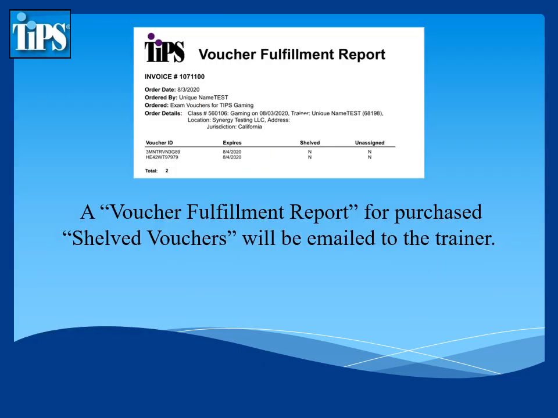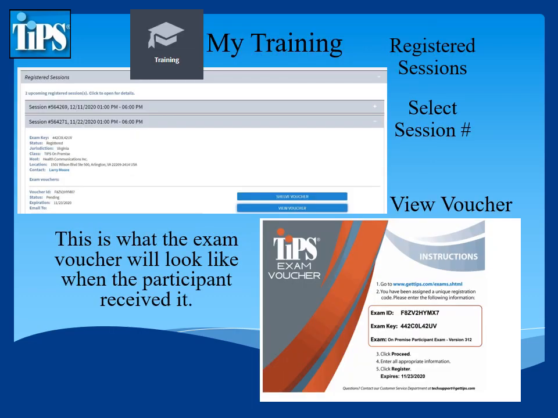A voucher fulfillment report for purchased shelved vouchers will be emailed to you, the trainer. It takes a few minutes for the vouchers to be generated. Once generated, you may view the vouchers at My Training. Under Registered Sessions, select Session Number, Date, and Time. Click View Voucher. This is what the actual exam voucher will look like when the participant receives it via email at the conclusion of the session.